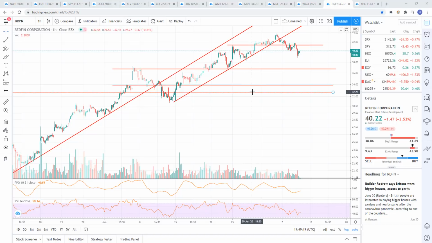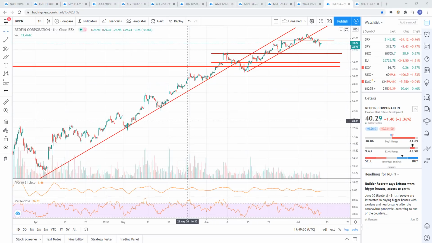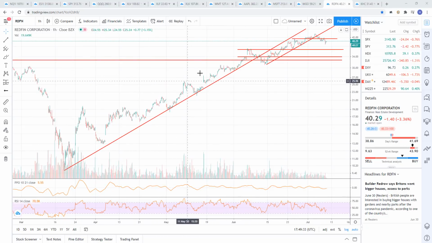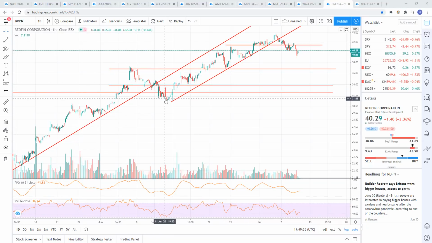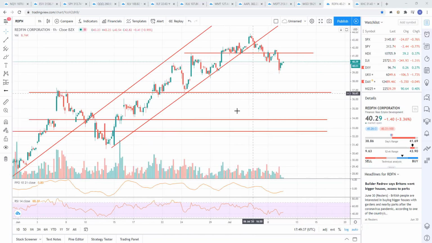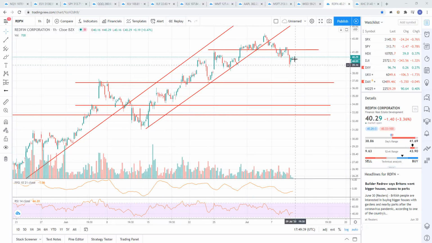Redfin, again, looked a lot like DraftKings, and we ended up getting a 25% runner on that one. And Redfin looks like it's going to be doing that here pretty soon. So Redfin, you've got a nice clean uptrend right here. We broke, and created another uptrend, and then we broke again. So yeah, it could create another uptrend. Could be three strikes and you're out or something like that. But I don't think we're going to get there. I think this is the breakdown of Redfin.